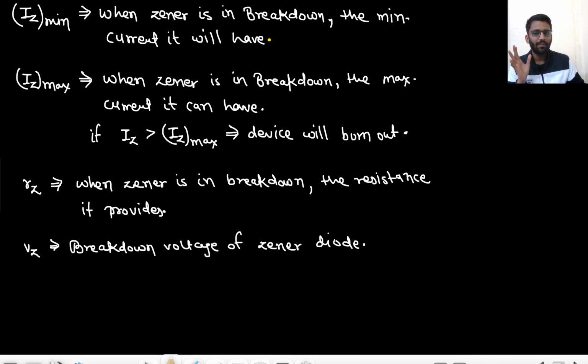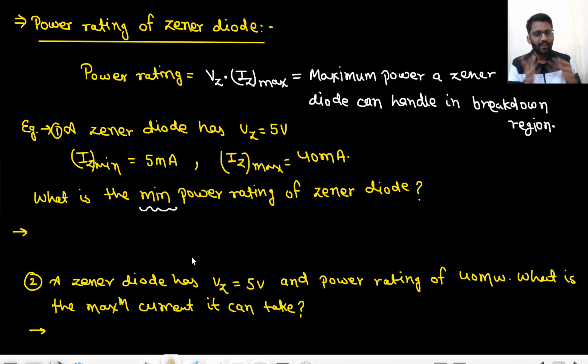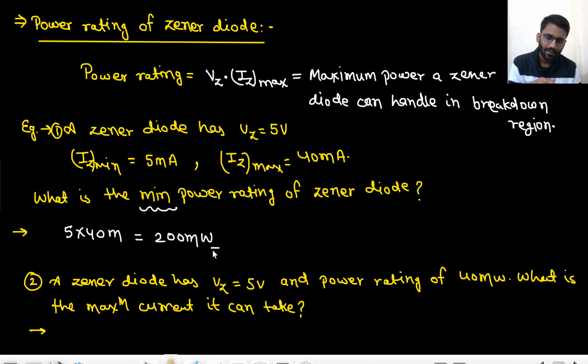Sometimes they write minimum power rating, or they write power rating only. At that time you will not do Vz into Iz minimum. You will just do Vz into Iz max only. For example, 5 into 40 milliampere, that means 200 milliwatt power. This is the maximum power that can be dissipated across the Zener diode. If you dissipate more power, the device will burn out.